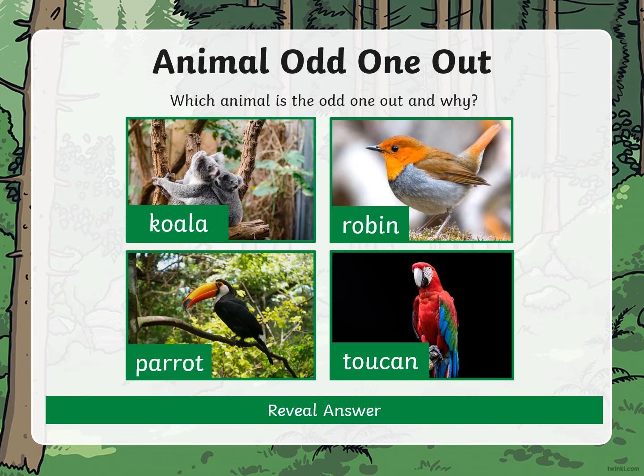Okay. Oh, this is an easy one, guys. This is the easiest one. I should have started with this one. I thought the first one was quite hard. Right, so which animal is the odd one out and why?